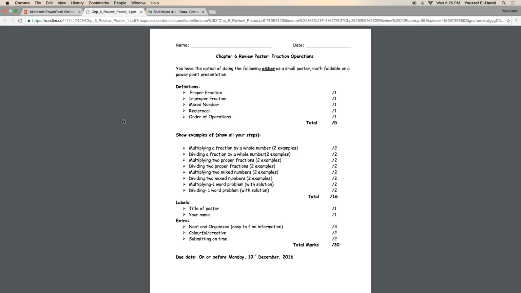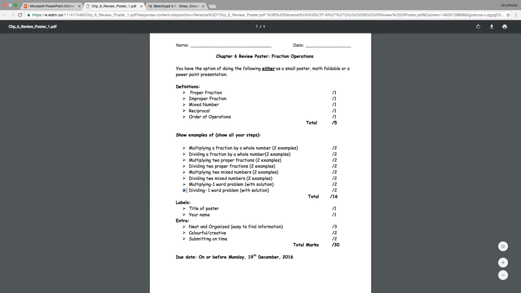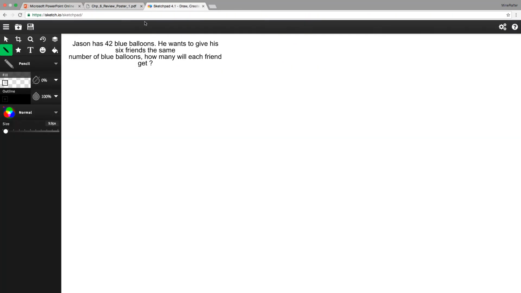Now I'm going to show you how to divide a word problem with the solution, of course. Right here we have: Jason has 42 balloons. He wants to give his 6 friends the same number of balloons. How many will each friend get?